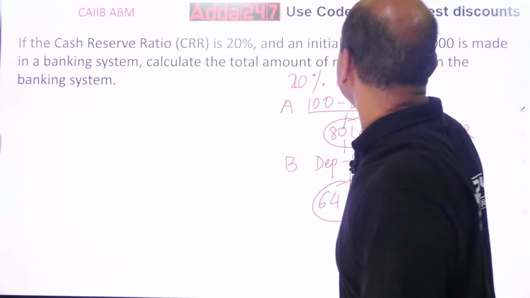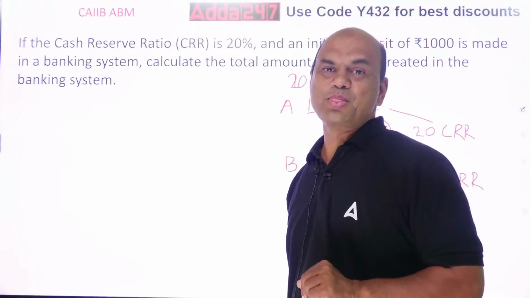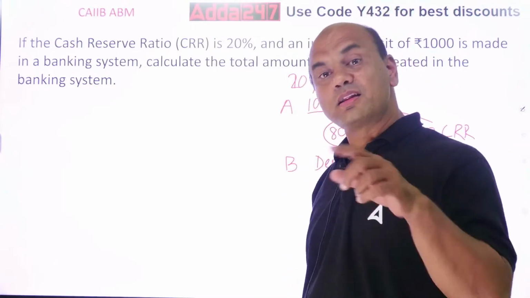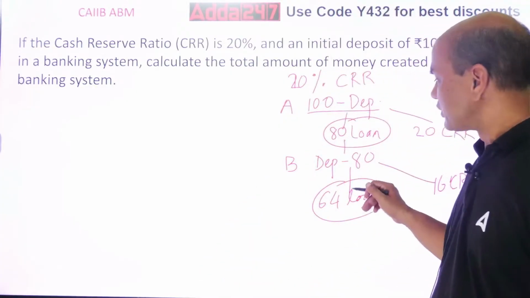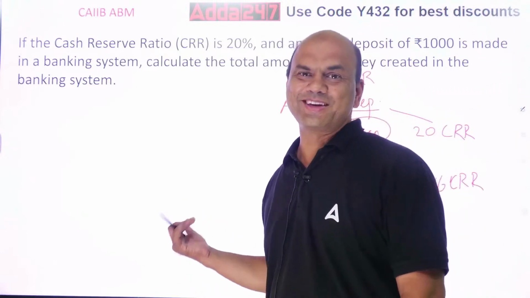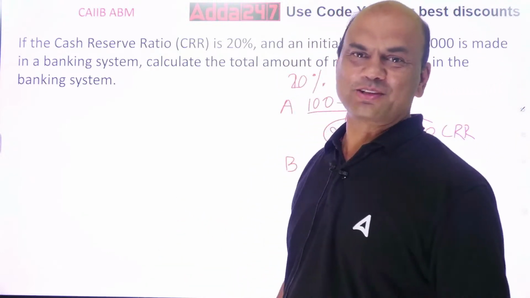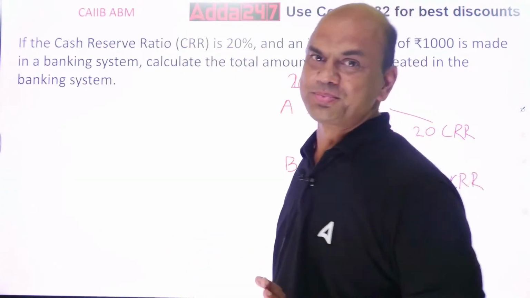What is required is to calculate the total amount of money created in the banking system because of this 20% CRR. So it will go down. This is actually an engineering problem. But you guys are not in engineering, so you can solve this using a simple method.